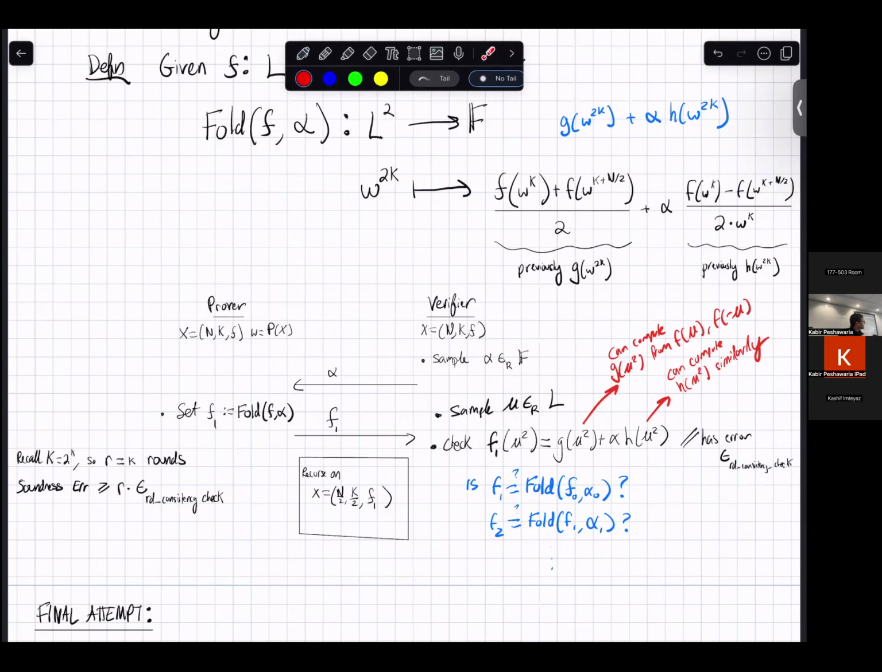I was just asking, for F2, why is it not just the code of F and alpha 1, or a new alpha or a new challenge? F1 is of size half of F, and F2 is of size a quarter of F. So did that answer the question? F2 will be the size half of F1. Each fold decreases the domain by a factor of 2.